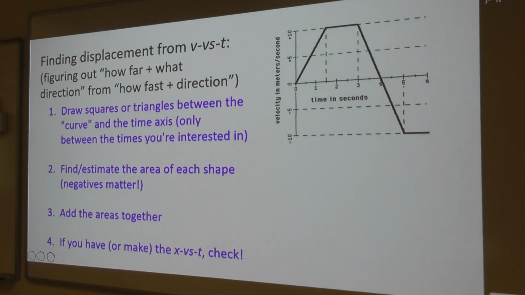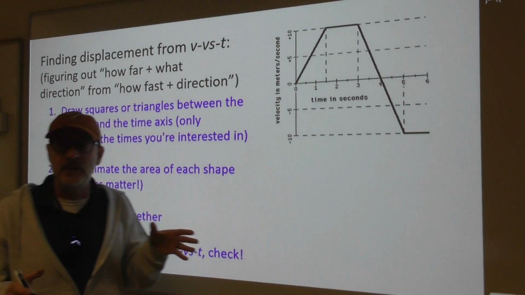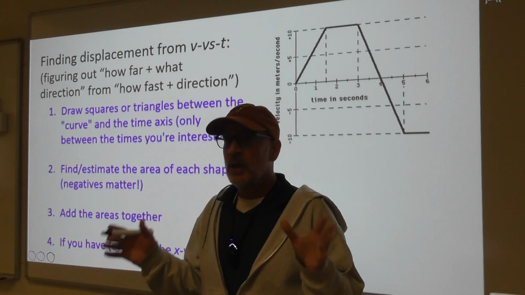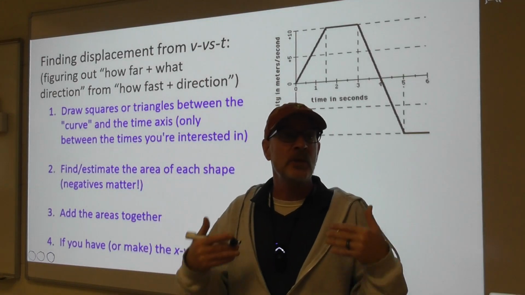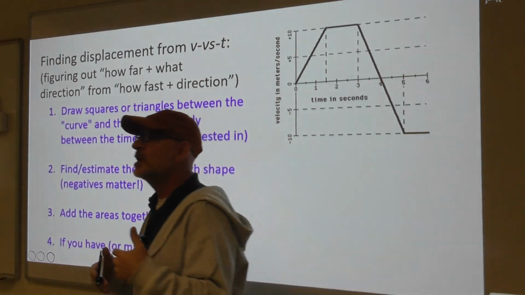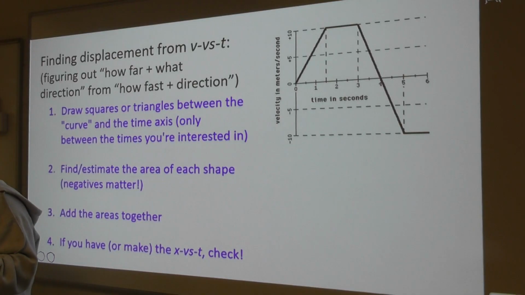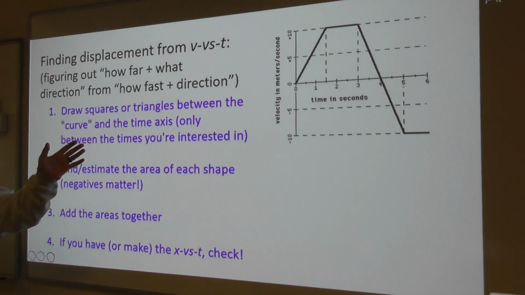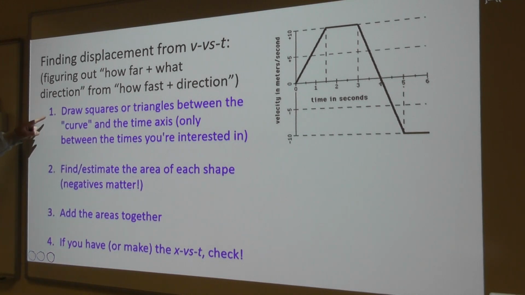I'm going to show you a technique, and just remember, this may make perfect sense to you, or you may be like, what? Just remember, we're going to iterate. So we'll do this a few times, you'll have lots of practice, and most importantly, you'll have lots of time to think about it. So if you want to find how far something moves, and in what direction, by using a velocity versus time graph, here's what you do. The first thing is, you draw actual geometric figures on your velocity versus time graph.